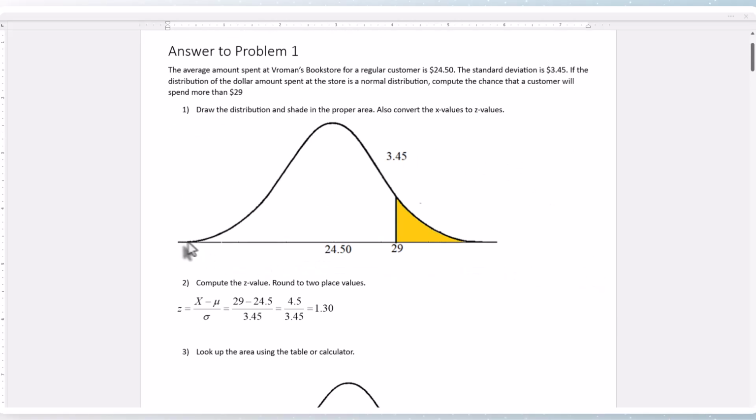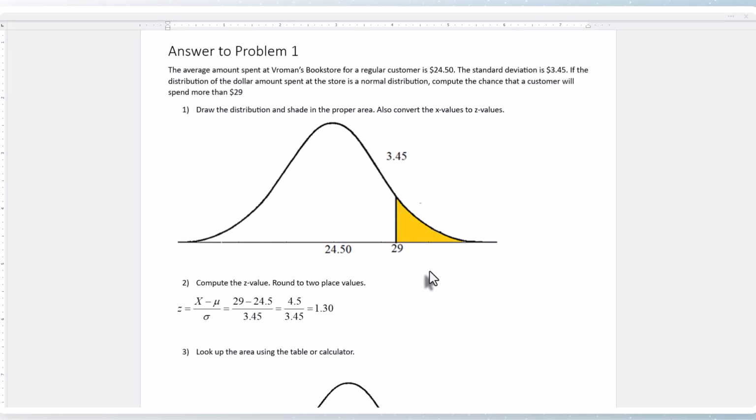Step 1, we draw the normal distribution because it's telling us that the sales follow a normal distribution. The average, 24.50, goes in the center. Standard deviation, we note it down. And we're looking for the chance that the customer will spend more than $29. So we have to find this area. This area represents the desired probability.